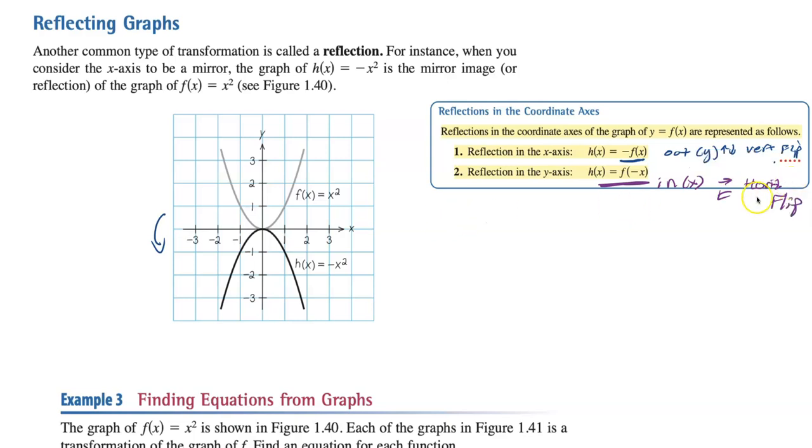So I call that horizontal flip. If you look at it, we'll flip it left and right, you flip it across the y-axis. So that's the way I think about it. If I see a negative on the inside, inside's x, that's left and right, so we're going to flip it left and right. If you see it on the outside, outside's y, up and down, you can flip up and down.